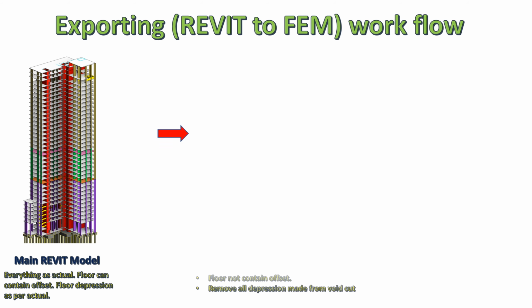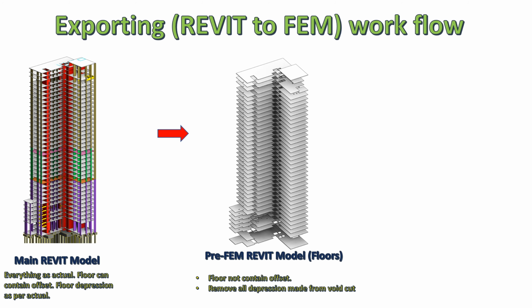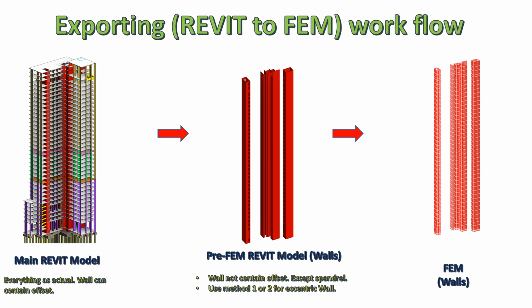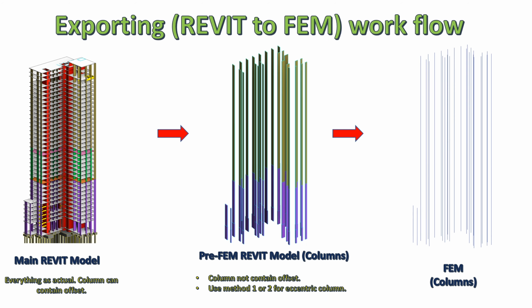Then, just before exporting, you save as your main model to the pre-finite element Revit model. Here, you reset all floor offset to 0 in order to eliminate the unconnected node problem, and delete all void cut if any. Finally, you now have a proper finite element model for all of the structural floor, according to the workflow from the previous episodes for structural walls and structural columns.